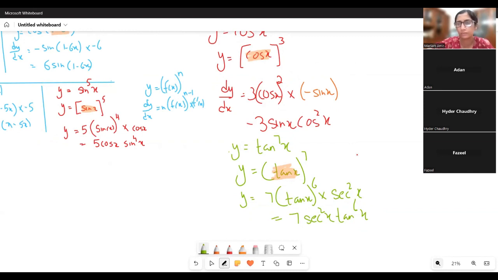No, it's good enough. Unless the question says to show your answer in this form, then if some identity is being applied, we can simplify and show the answer in that form. Otherwise, this is a good enough answer.